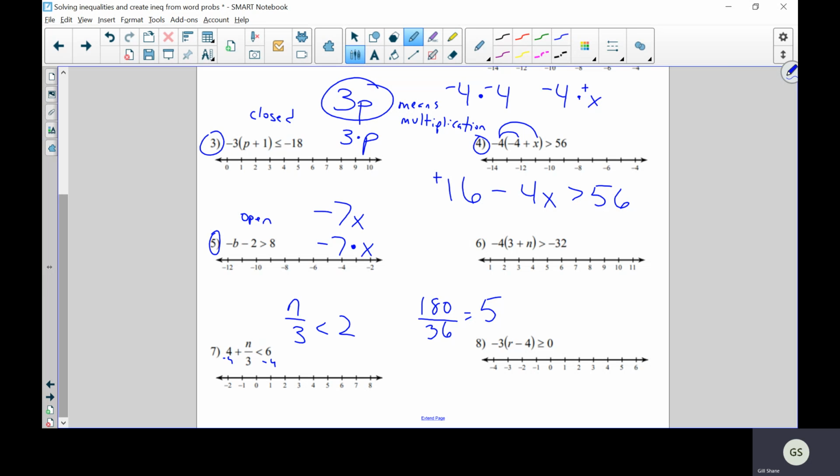If you are in debt $56, and then I take $70 more from you, you owe more. So you're more in debt. So it'd be negative 60.